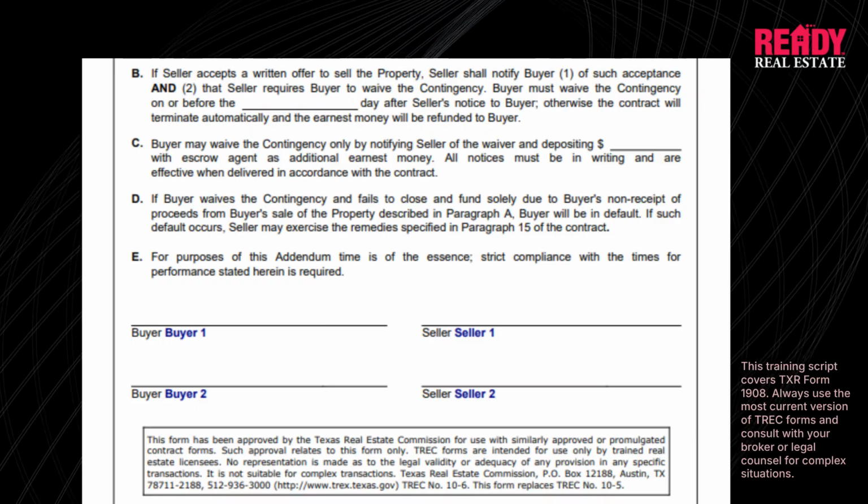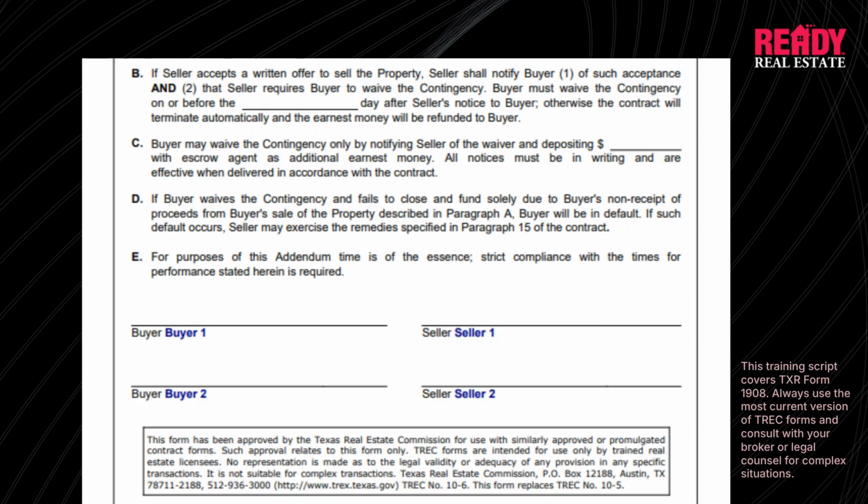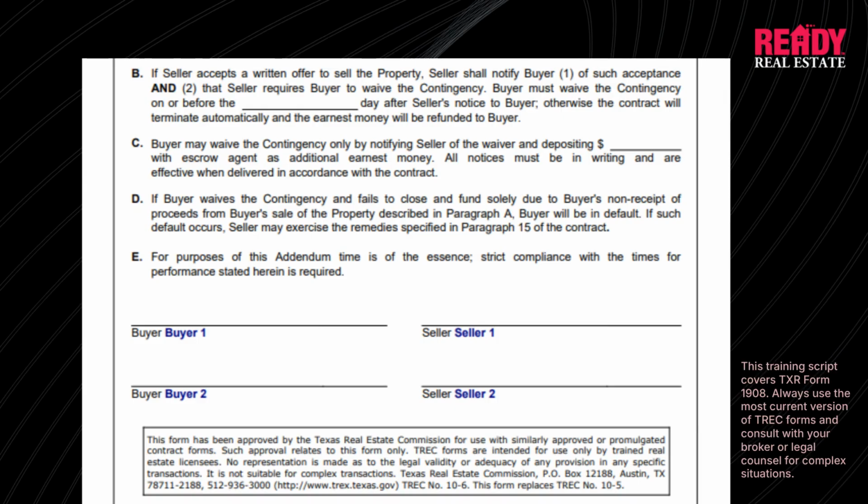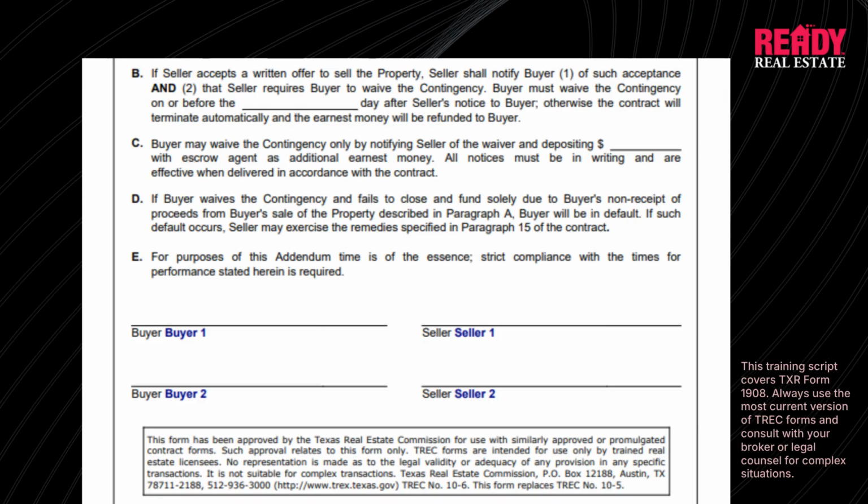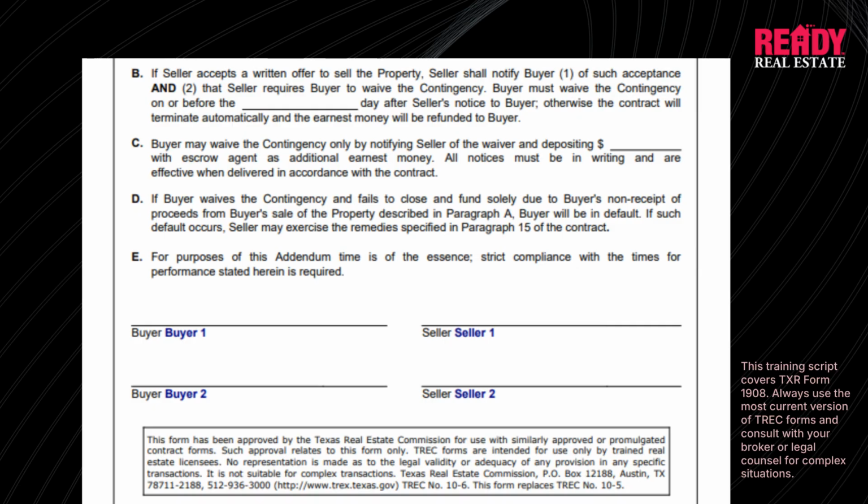Make sure all parties sign in the right spot. Remember, this addendum protects buyers who need to sell their home before they buy a new one, but it also comes with risks. Make sure your clients fully understand both the protection it provides and the obligations it creates.